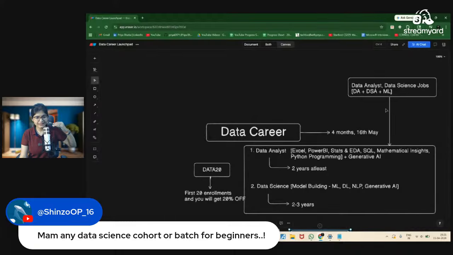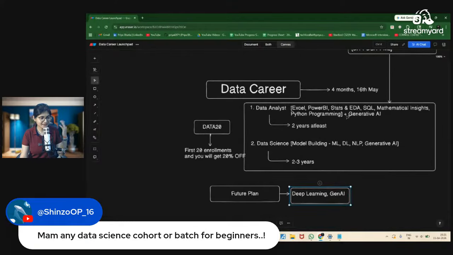So there are a lot of queries coming for data science as well. In data science, if you look carefully, Python programming is a must. Stats EDA is a module which we should cover. SQL must, mathematics must, machine learning must. Excel Power BI is sort of optional, but if you have that specific skill also, then obviously it will help you to create interesting reports and dashboards if required.